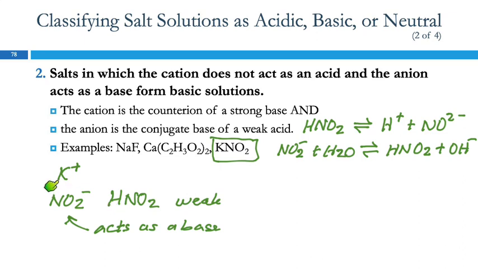Does this act as an acid? What's the conjugate base? It comes from KOH, right? So potassium does not act as an acid or a base, it's neutral. So we have one ion that's pH neutral and one ion that acts as a base. The overall solution will be basic, right?